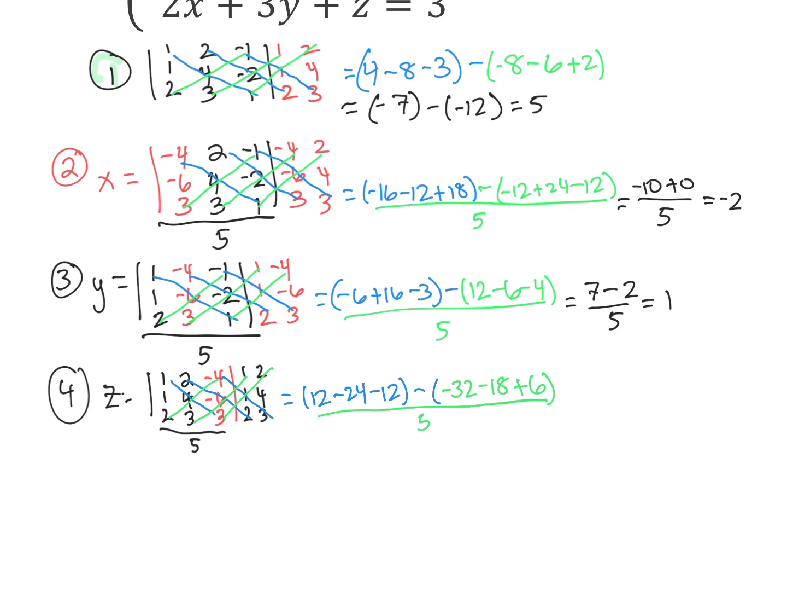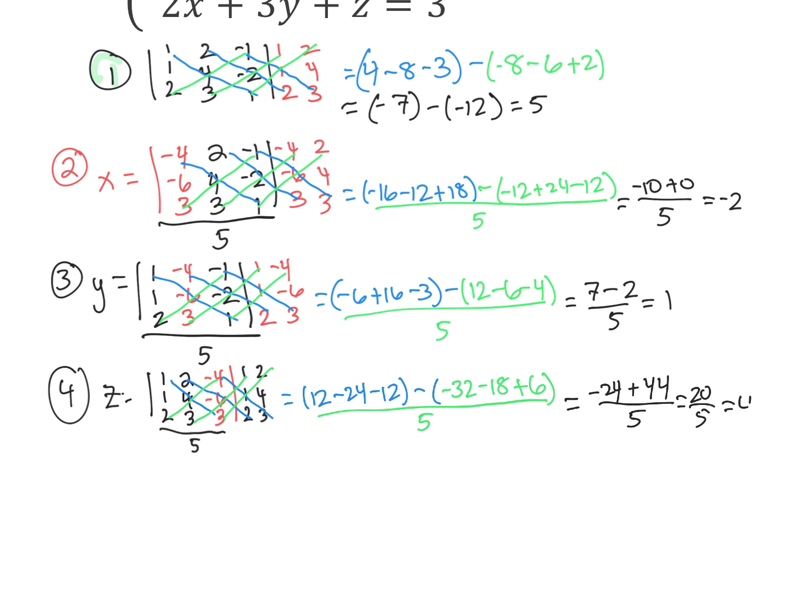So when we clean this guy up, notice we'll have -24 minus -44. Nope, I have a mistake somewhere. Oh, it's double negative. Let's see, so what is that? 20 over 5 or 4.